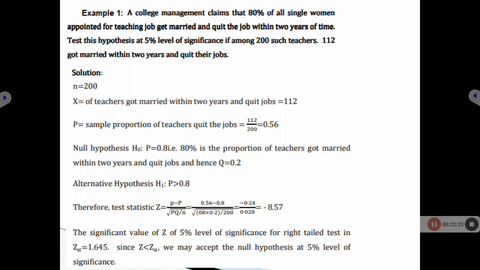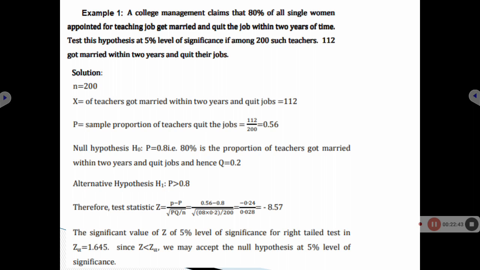The significant value here, we are considering the 5% level of significance. The right tail test for 5% level of significance is 1.645. So comparing the calculated value with the standard value, 8.57 is greater than 1.645.